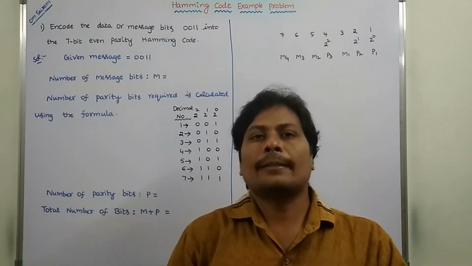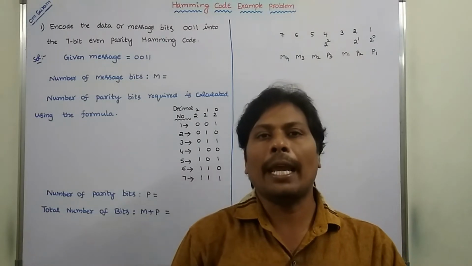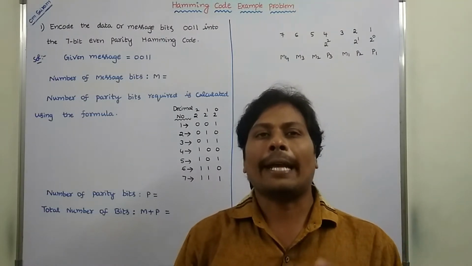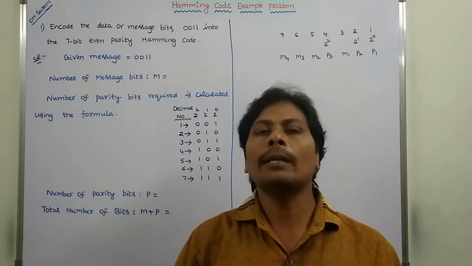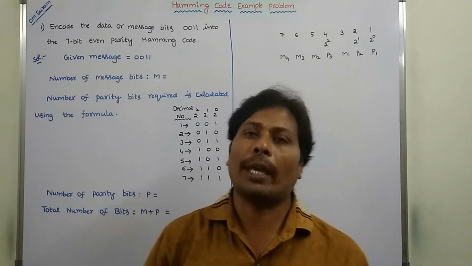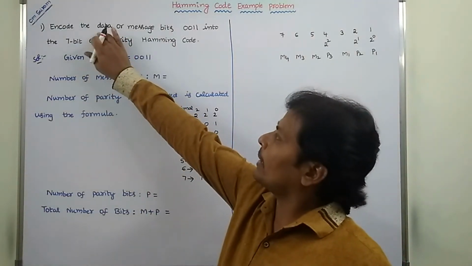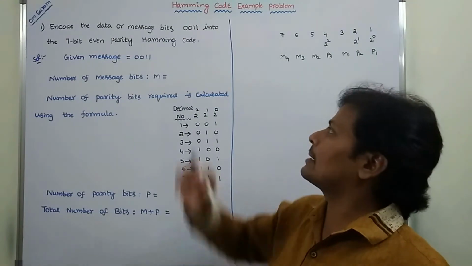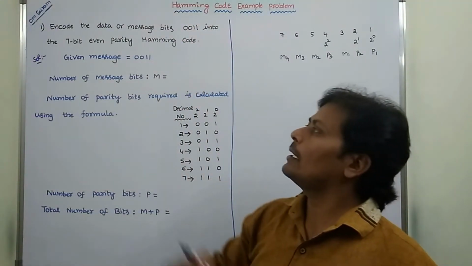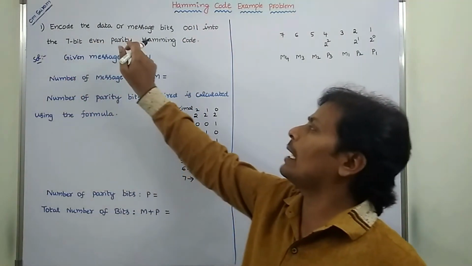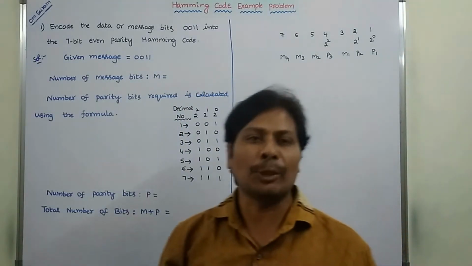Hi friends, today I am giving a lecture on an example problem on Hamming code. Okay, so encode the data or message bits 0011 into the 7-bit even parity Hamming code.